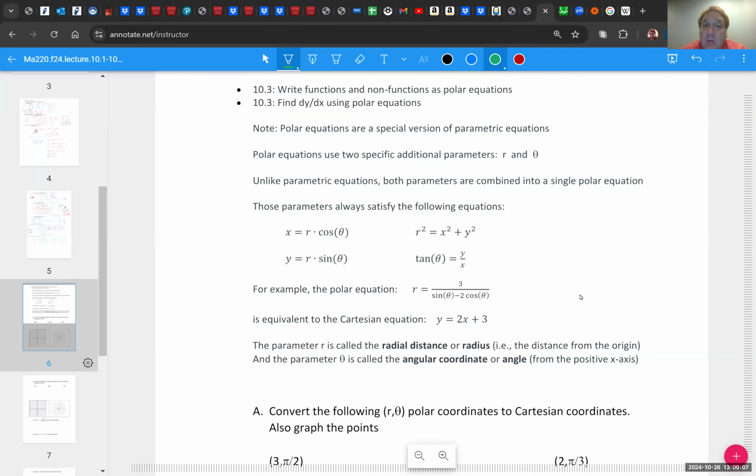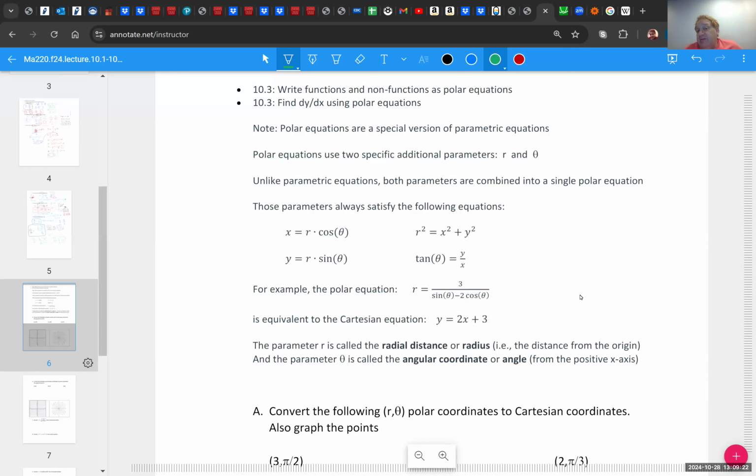Hi there. This video is on section 10.3. We're going to be doing a couple things in this section. We're going to be writing functions and non-functions as polar equations. I had to define what a polar equation is. I'll do that in a moment. And then we're also going to find derivatives in these polar equations.